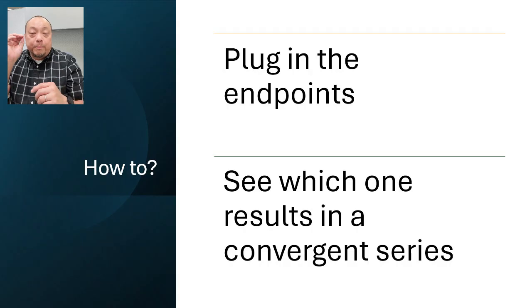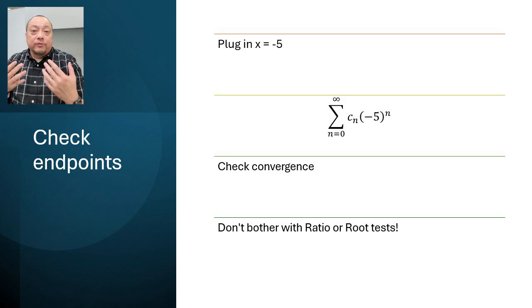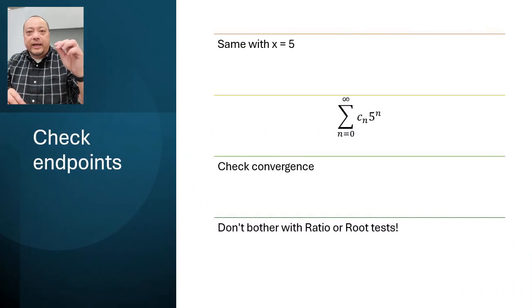The way to do that is to plug in the endpoints into the series and work out whether or not the resulting series converges. So you plug in -5 into the series, it becomes a series without an x in it, and then you figure out if that series converges. At this point, do not use the ratio or root test. They will not help you. Use something else. Comparison test, limit comparison, integral, whatever else you use, but do not use the ratio or root test, just a waste of time. Figure out if plugging -5 into the series results in a convergent series. Do it again for +5.